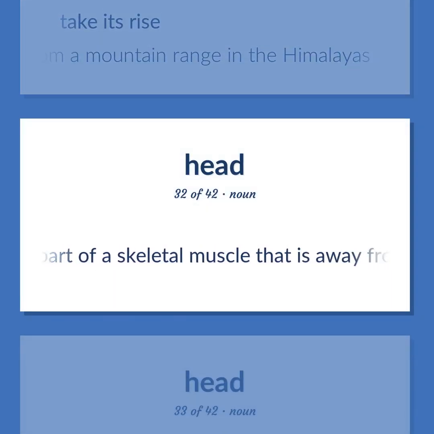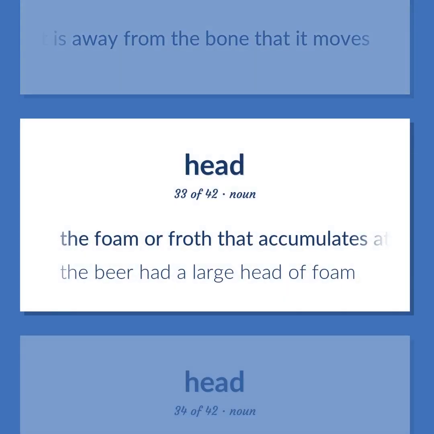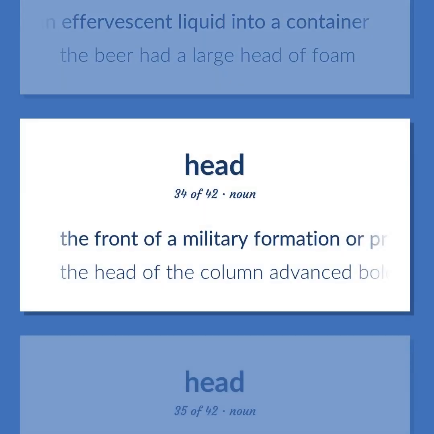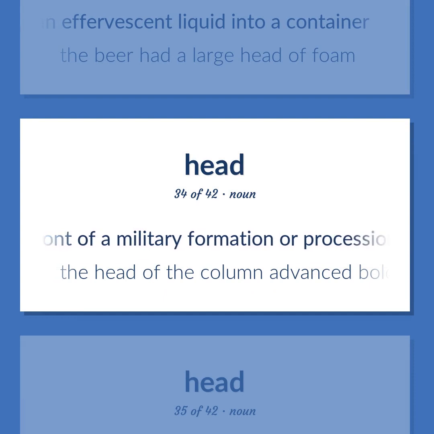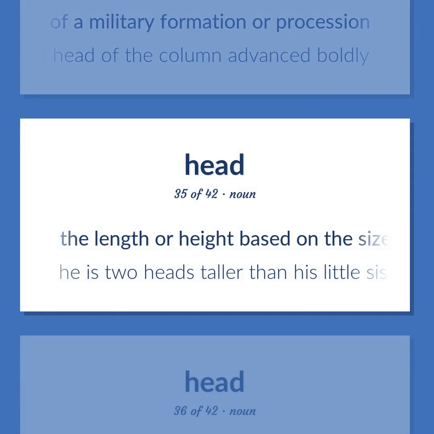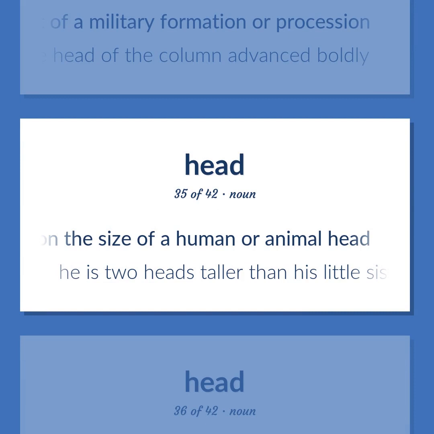That part of a skeletal muscle that is away from the bone that it moves. The foam or froth that accumulates at the top when you pour an effervescent liquid into a container. The beer had a large head of foam. The front of a military formation or procession. The head of the column advanced boldly. The length or height based on the size of a human or animal head. He is 2 heads taller than his little sister.